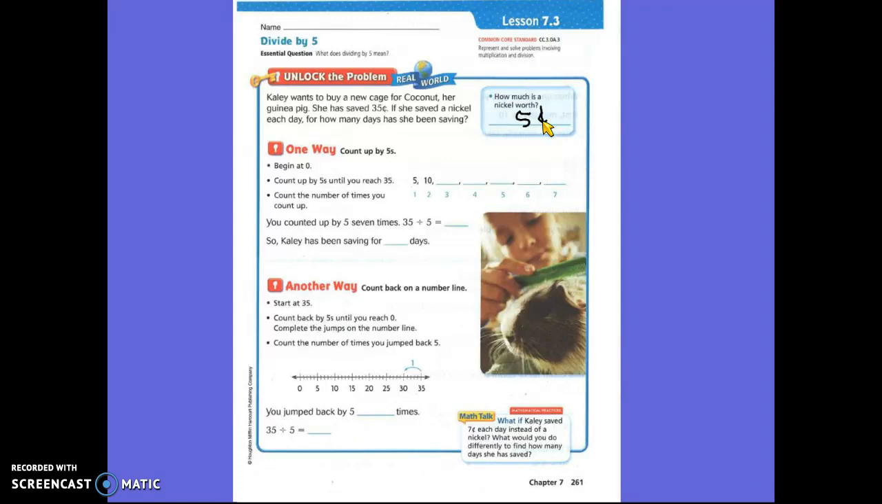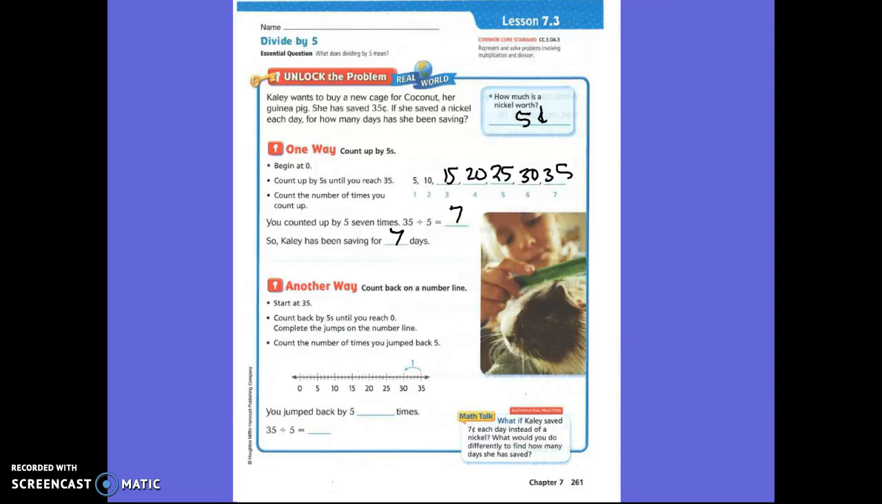So we have 5, 10, 15, 20, 25, 30, 35. Okay, you counted up by 5 7 times. So 35 divided by 5 is 7. So Kaylee has been saving for how many days? 7. 7 days.